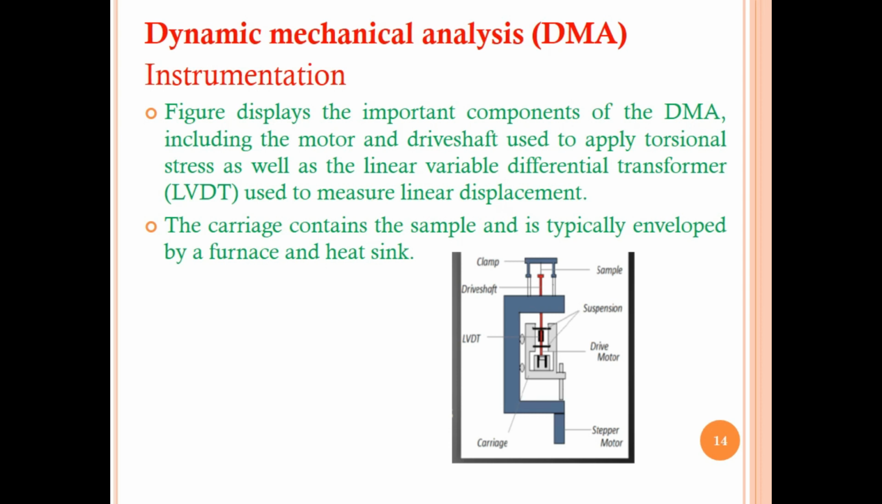The figure displays the important components of the DMA, including the motor and driveshaft used to apply torsional stress, as well as the linear variable differential transformer, LVDT, used to measure the linear displacement, meaning the movement of the sample. This is the dynamic movement measured in terms of displacement. The carriage contains the sample and is typically enveloped by a furnace and a heat sink.